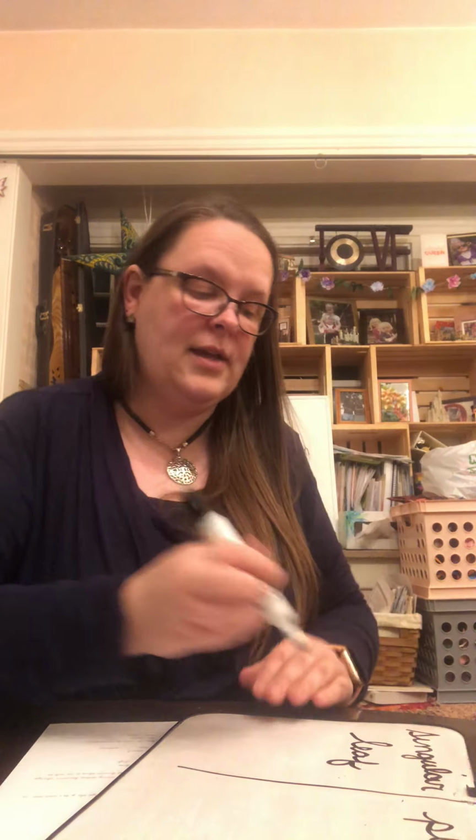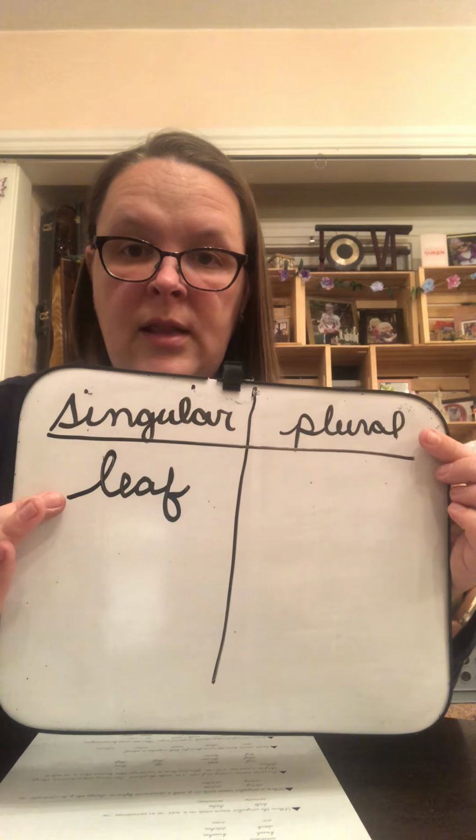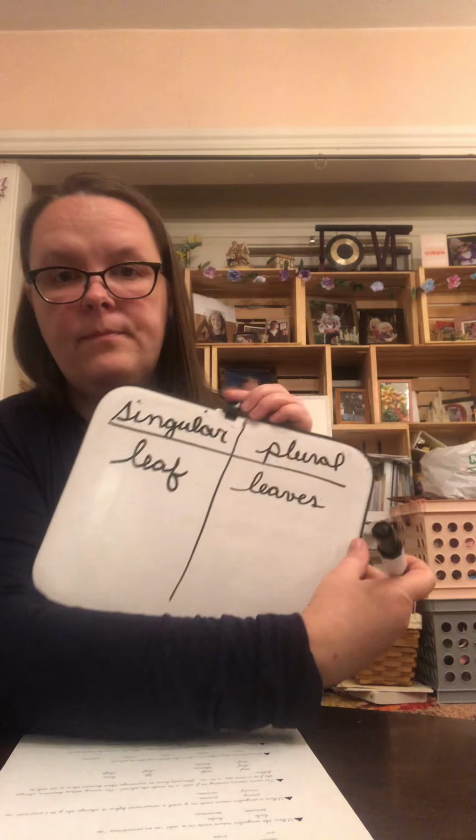So what I want to see in your notebooks is this, the way that I had it in the lesson here. You're going to make kind of a table, singular and plural. And here I wrote leaf, and then I'm going to write the plural under plural. And let's say it together, leaf, but I have lots of leaves. That's one of those F's that I changed to a V. Leaves. And you'll keep going through that.